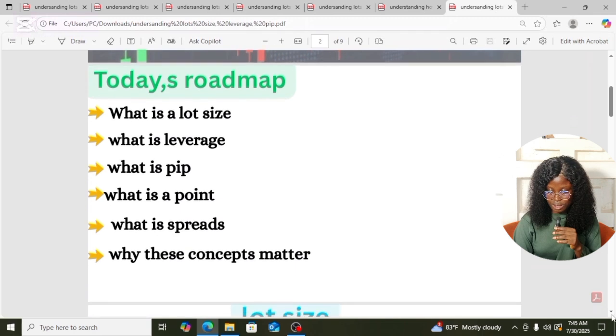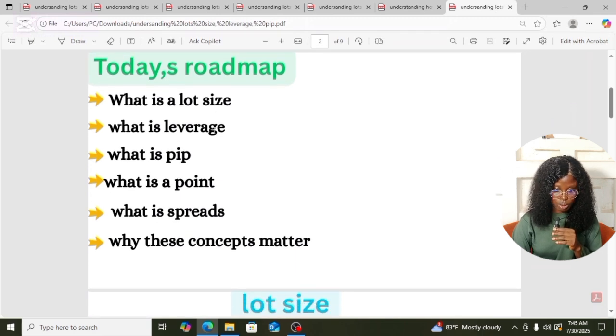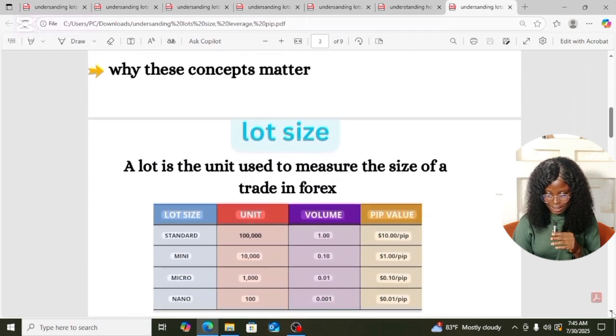So on today's video, this is today's roadmap, these are the things we're going to look into. What is lot size? What is leverage? What is a pip? What is a point? What is spread? And why do all these concepts matter? We're going to look into it. So please be prepared, get your book and pen ready, sit back and let's learn together.